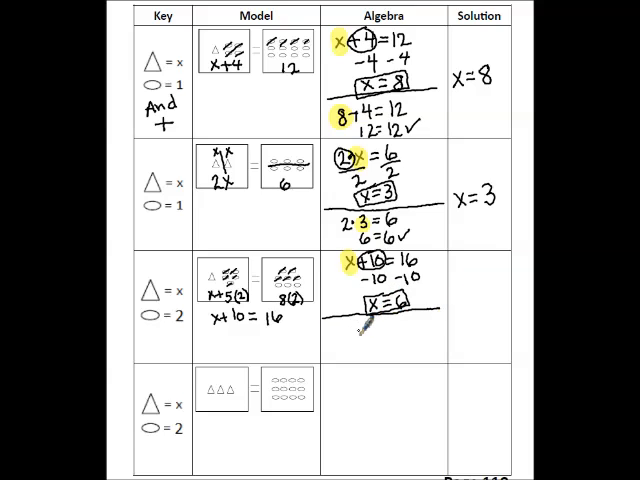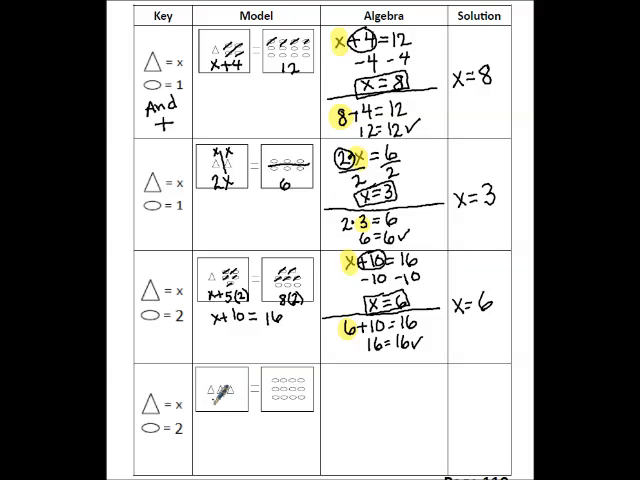However, I want to double check that. So we always want to put what we think our variable is equal to back into the equation to see if it makes sense. So x plus 10 should equal 16, and we think our answer should be 6. So 6 plus 10 is 16, and we know that our answer is correct. So now we're going to write our answer in the answer column.